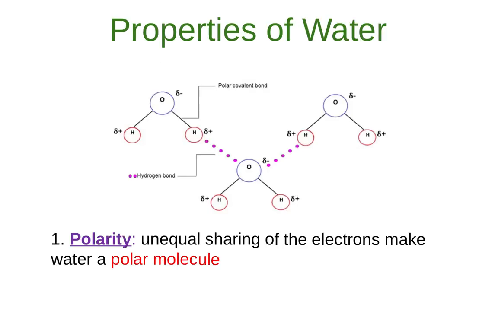So, polarity is the unequal sharing of electrons. They make the water molecule polar, meaning that it has poles on opposite ends. The oxygen being negatively charged and the hydrogen being positively charged gives the water molecule poles, one side feeling negative, one side feeling positive. So, if you're envisioning a glass of water sitting there, the positive hydrogen of one water molecule is attracted to the negative oxygen in another water molecule.